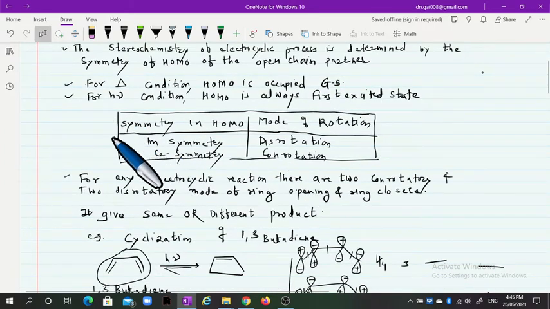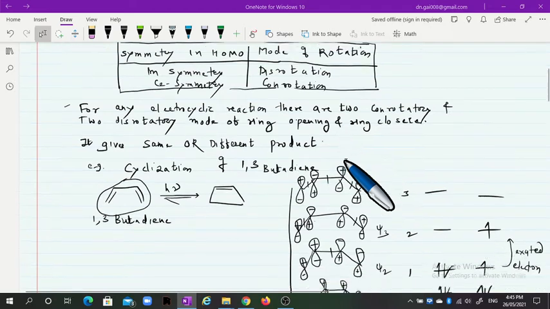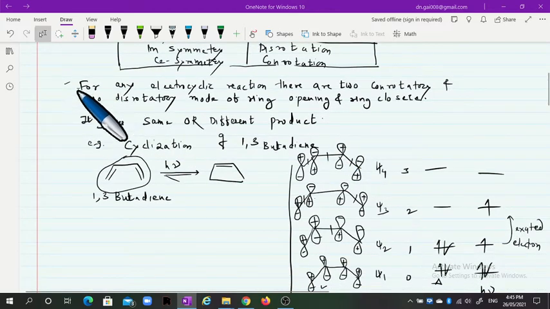Now, symmetry in the highest occupied molecular orbital. If the symmetry is a mirror plane, then the mode of rotation should be disrotation, and if C2 symmetry is there, then the mode of rotation should be conrotation. We have already discussed the basic things: for any electrocyclic reaction there are two conrotatory and two disrotatory modes of ring opening and ring closing, whether they give the same or different product.